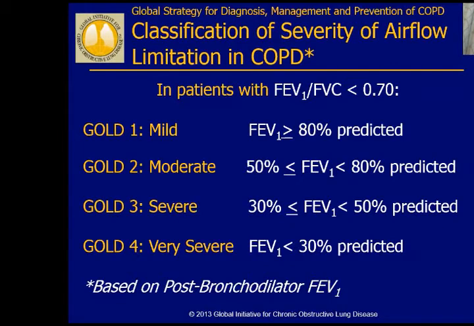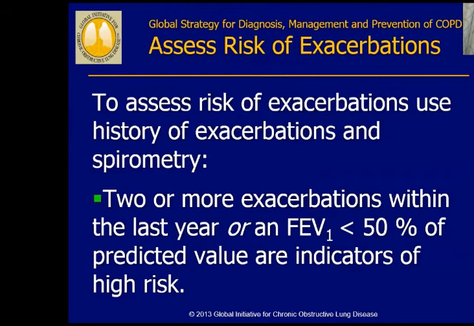Then how significant is the airflow limitation, which indicates whether the person has mild, moderate, severe, or very severe COPD, depends upon the FEV1. If FEV1 is more than 80% of the predicted, it is called mild. If it is between 50 to 79, it is called moderate, and similarly severe. So depending upon your FEV1, if it is less than 30% of the predicted, it is considered to be very severe COPD. Then it is also important to see the risk of exacerbation in these patients.